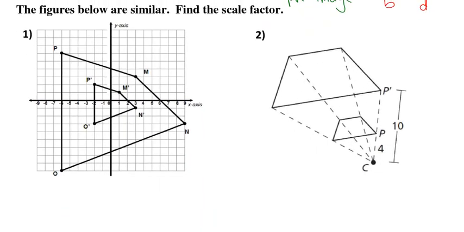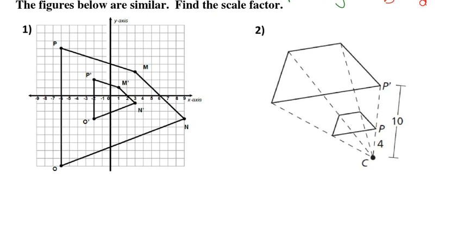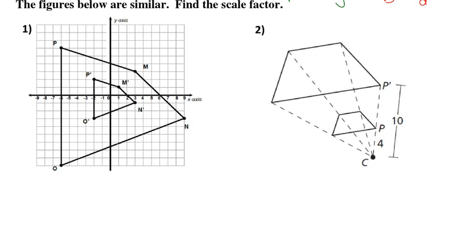It says the figures are similar, find the scale factor. So we need to remember, first of all, that a scale factor is very specific. It is the ratio with a length from the image on the numerator and a length from the preimage on the denominator. So the first thing that you need to do when trying to find a scale factor is determine which one is the image and which one is the preimage.